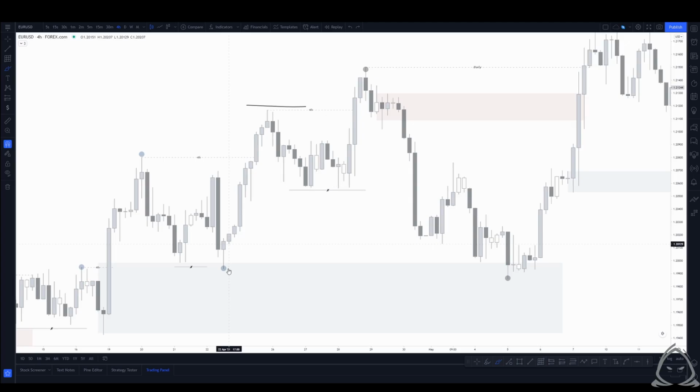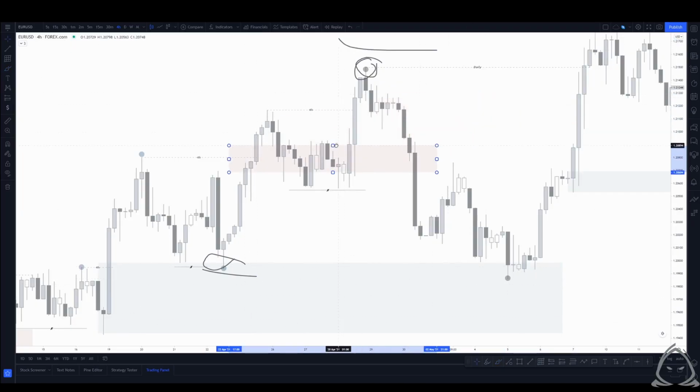And what we can see, if I just clear this all up, is this low does end up getting protected. Yes, we do get a liquidity grab, but we don't actually break and close below this low. Therefore, it is still a protected low because this high was successful in breaking structure. And this high was not successful in breaking structure to the downside.